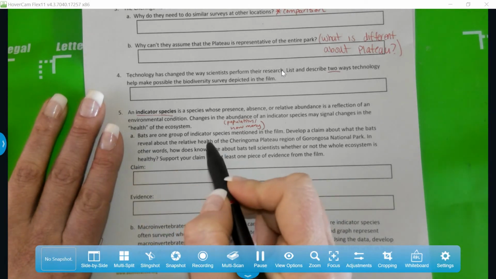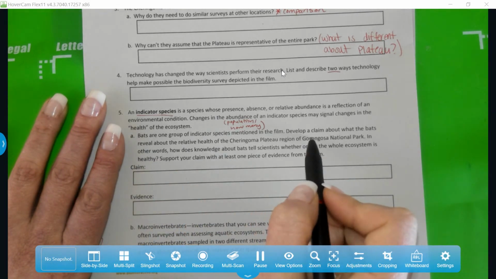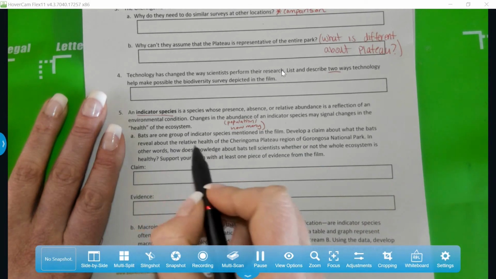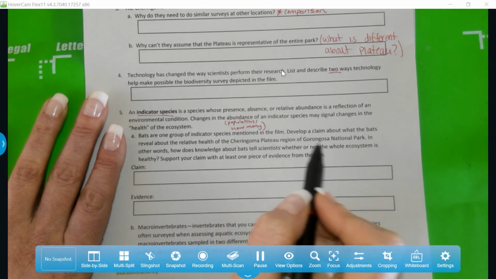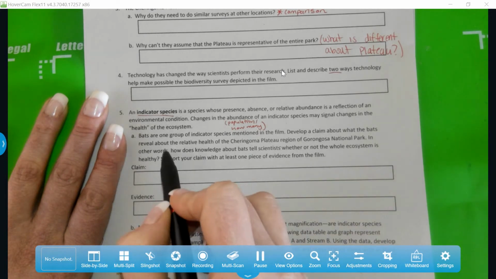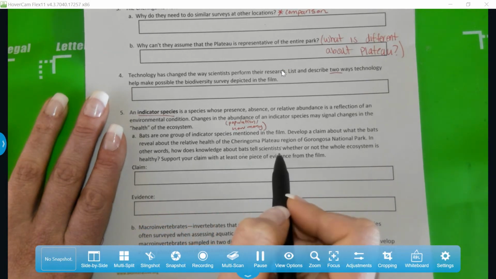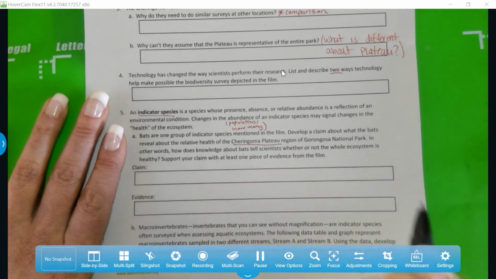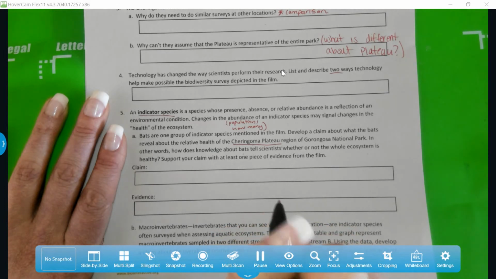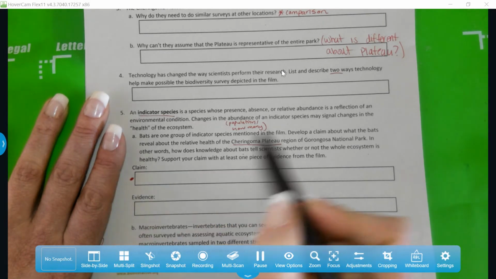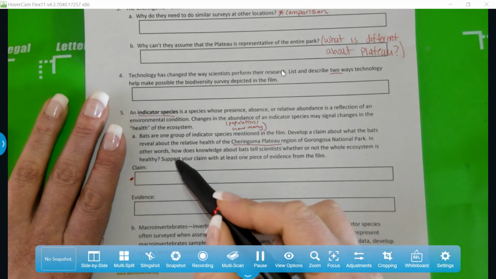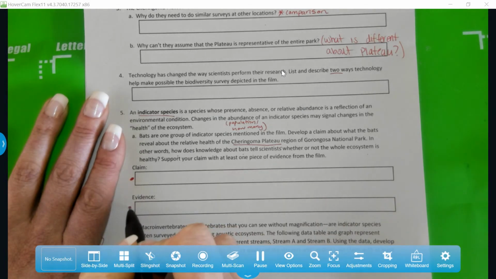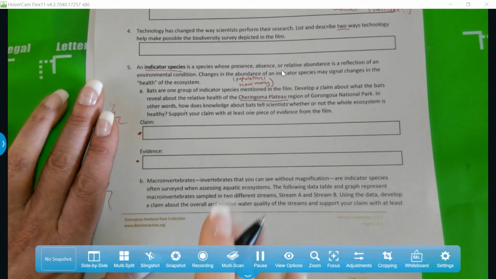So bats are one indicator species, and you're going to come up with a claim about what the bats reveal about the health of the Gorongosa Plateau in Gorongosa National Park. Basically, how does knowledge about bats tell scientists whether or not the whole ecosystem, in this case, the ecosystem meaning the Gorongosa Plateau, is healthy? So your claim is going to tell us what about bats tells us whether or not the ecosystem is healthy, and then you're going to use evidence from the film to back that up.